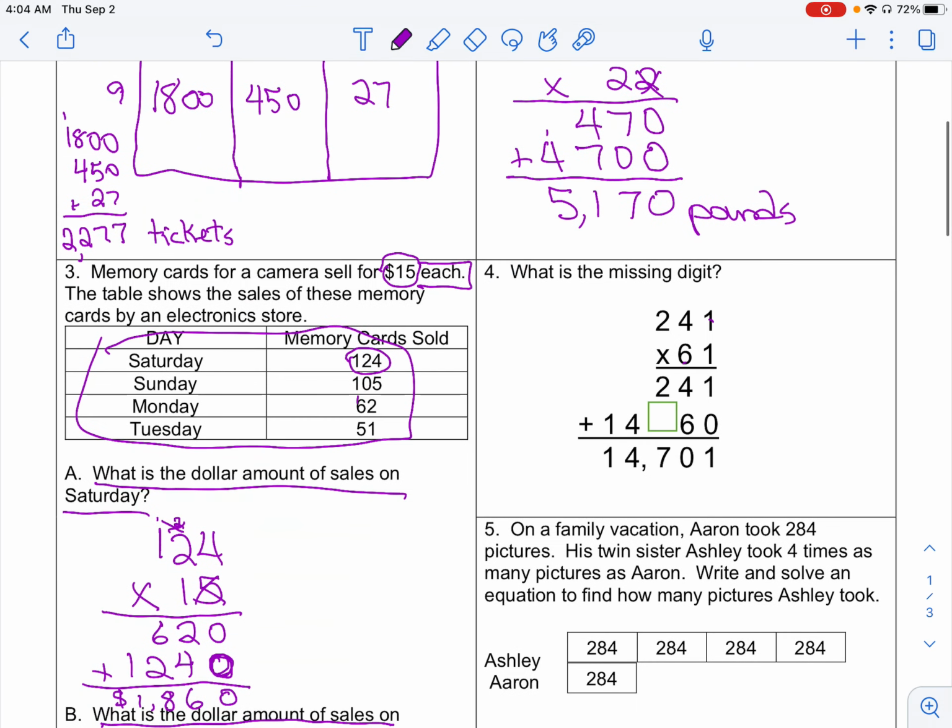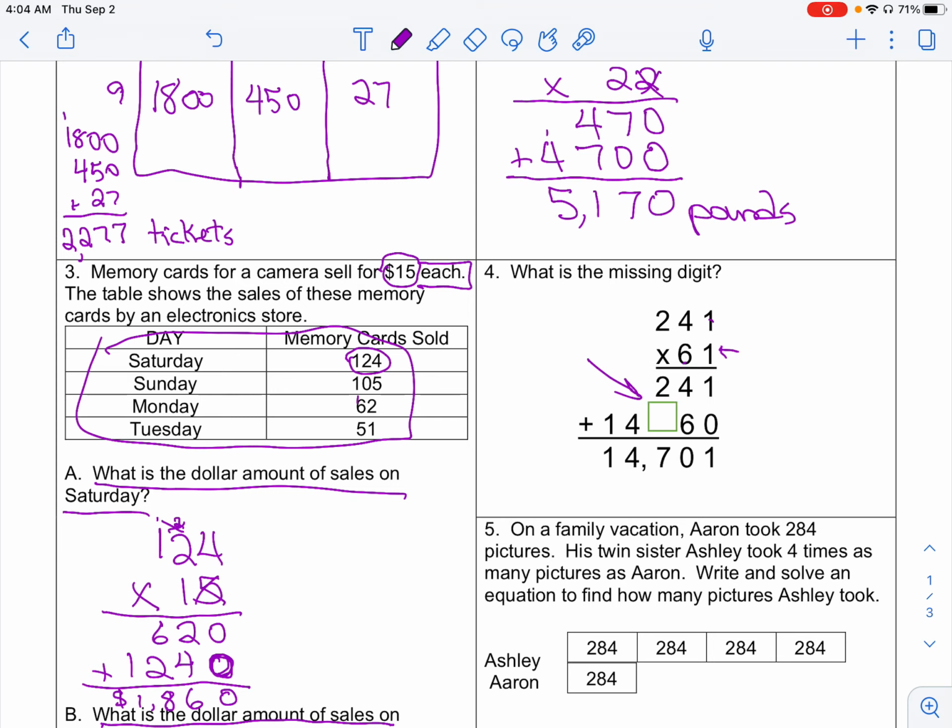Okay, let's go on to number 4. It says, what is the missing digit? Well, you can see that square right there. That's the missing digit. The best way to do these is just to solve it like you didn't have anything here. I know that if I were solving this problem, I'd start with the 1, and 1 times 241 is 241.